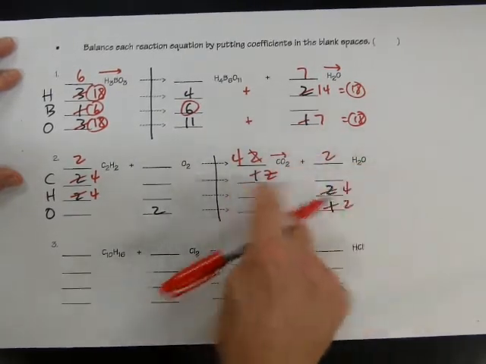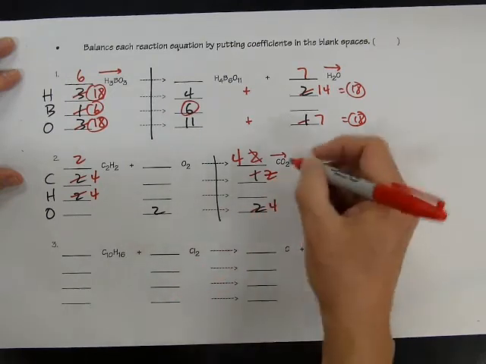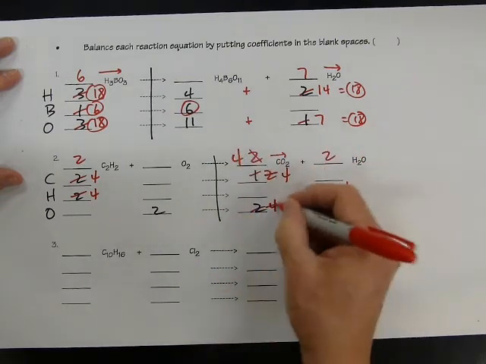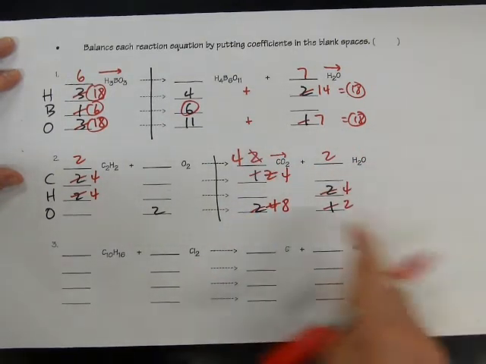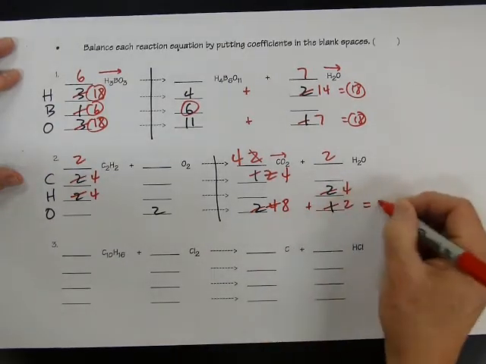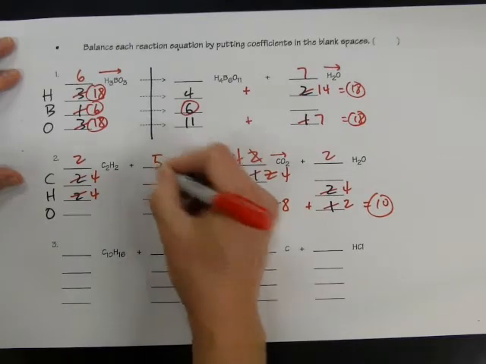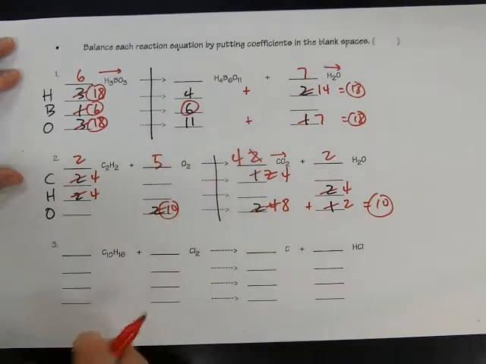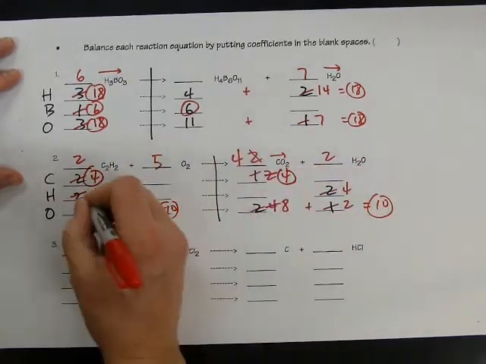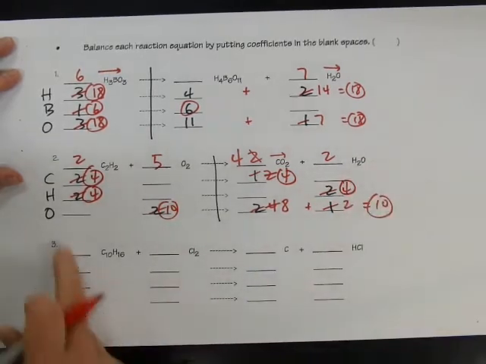So 1 times 4 is 4. 4 times 2 is 8. That's what I should have used. Now 8 plus 2 equals 10. And if I want this to be a 10, I'll multiply by 5. And now it balances. 4 carbons, 4 hydrogens, 10 oxygens.